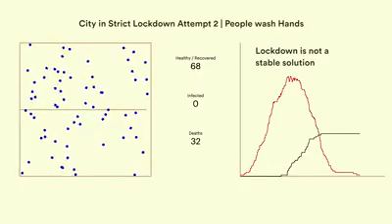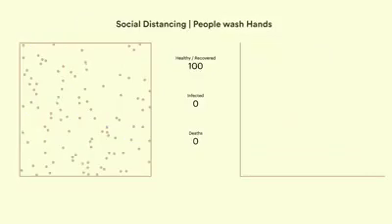Okay, so for our final strategy, let's try the method everyone has been talking about: social distancing. In this case, people stay in their homes and they don't go out as much. Let's remove the lockdown but still ensure that people wash their hands. And let's see what happens.